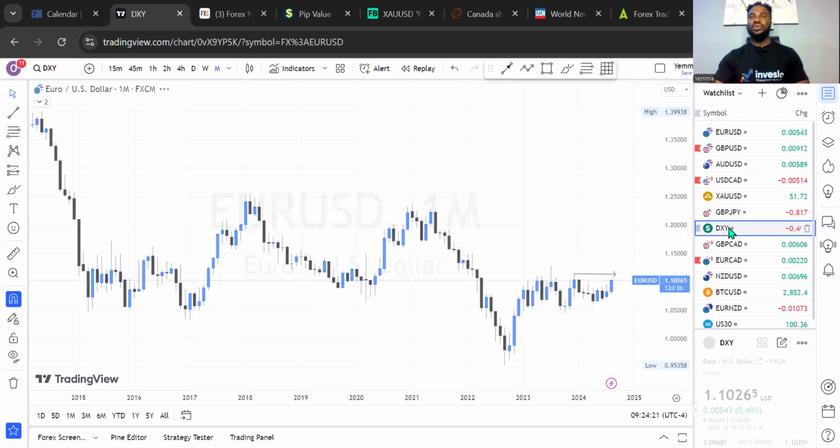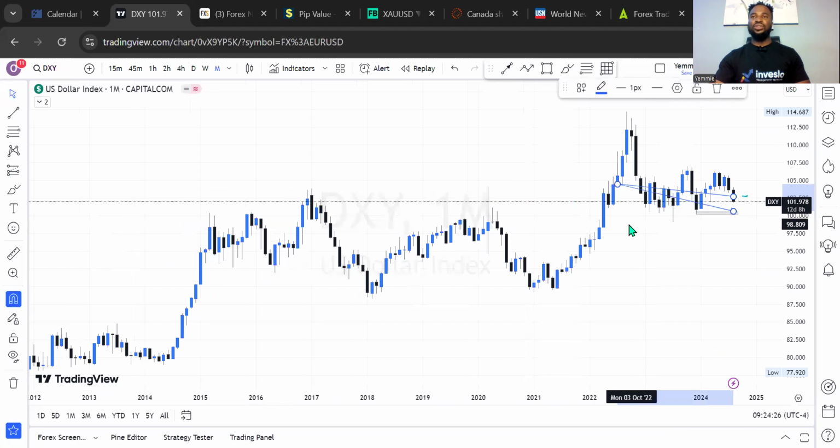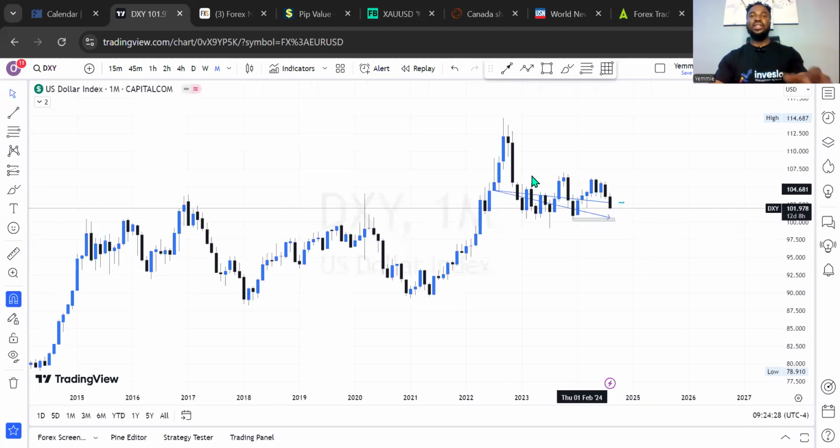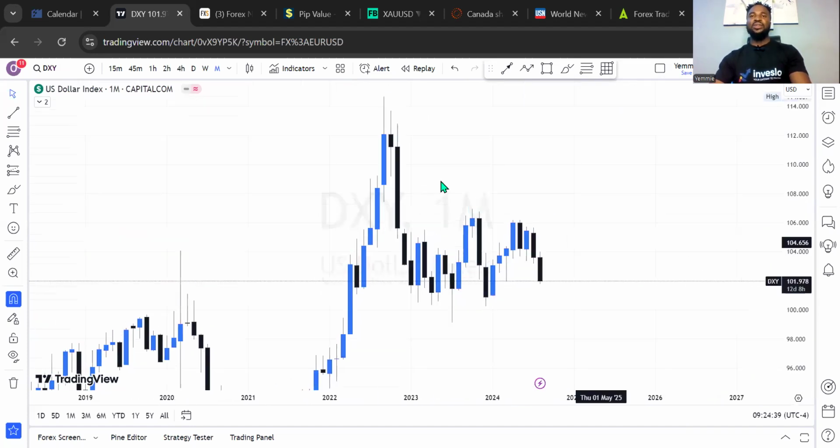Starting with the DXY, what do we have? We're running this through from the monthly outlook to the weekly, to the daily, and to the 4-hour time frame. So let's start from there. So this is the DXY on monthly time frame. What can we see? From the last outlook, it remains bearish.